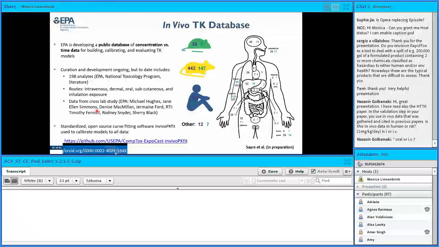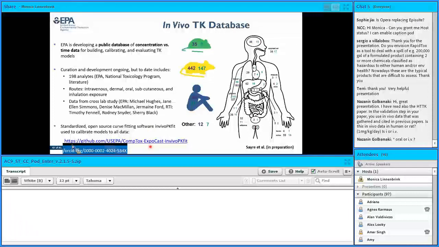And it does include data from a paper that was published last year that was a cross-lab study to generate data using a standardized protocol for 26 environmental chemicals. So a lot of these are pharmaceuticals, but a lot of them are not pharmaceuticals. So these are exactly the sorts of chemicals that we want to know about. And then we're actually, basically just stealing from the ToxCast project.